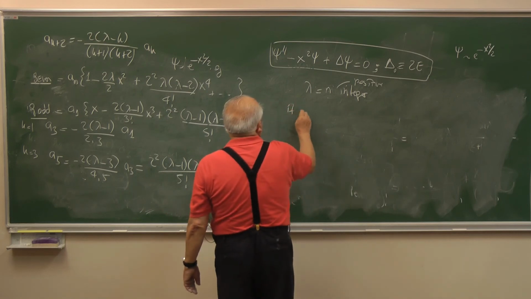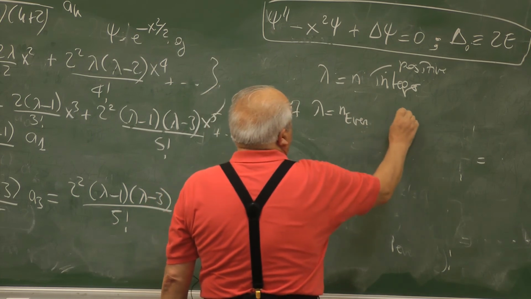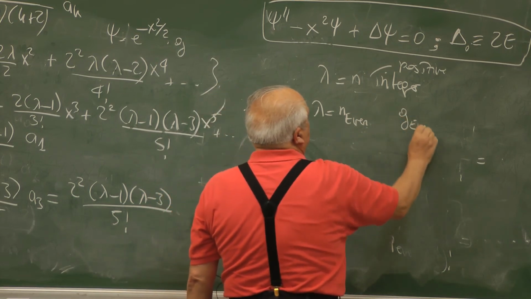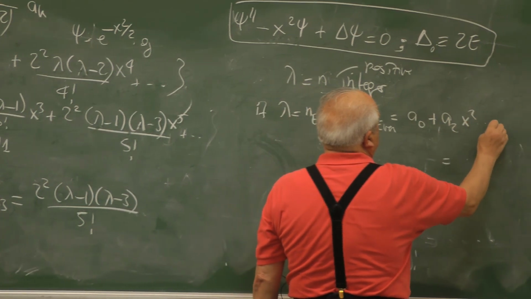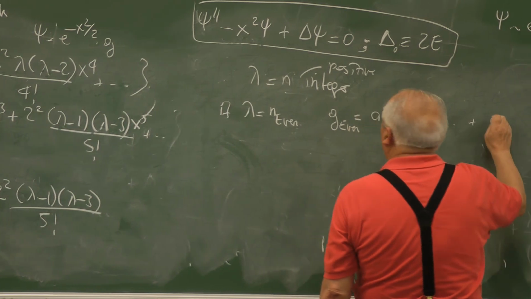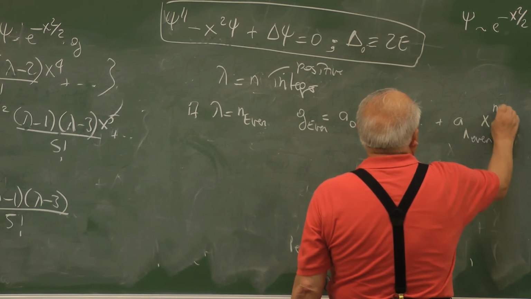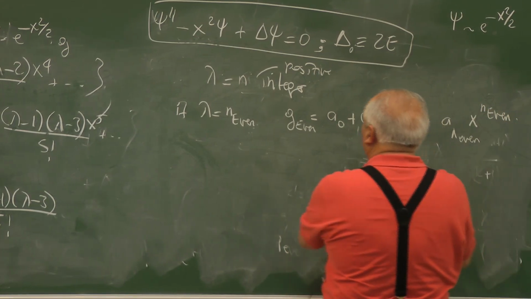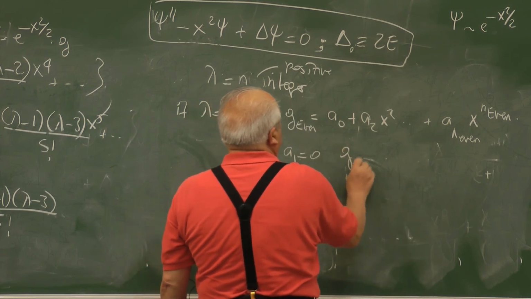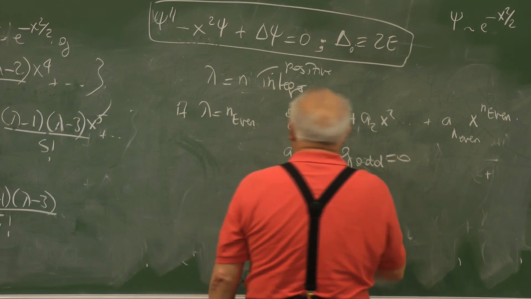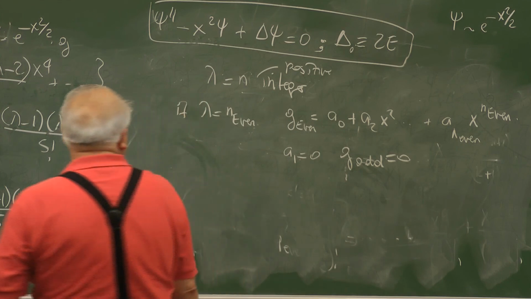If lambda is equal to n even, then g even goes as a0 plus a2 x squared, etc., plus a n even x to the n even. And then we set a1 equals 0, g odd therefore is equal to 0. Because if a1 is 0, a3 is 0, everybody is 0.